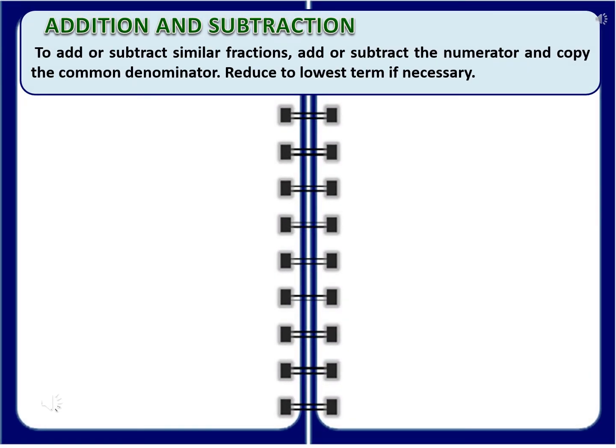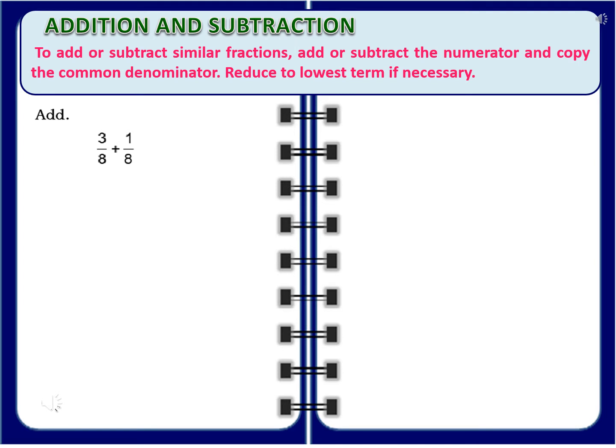Let's perform operations on rational numbers. First, we will try addition and subtraction. To add or subtract similar fractions, add or subtract the numerators and copy the common denominator. Reduce to lowest term if necessary. For example, add 3 over 8 plus 1 over 8.